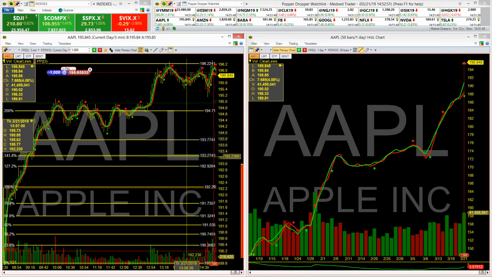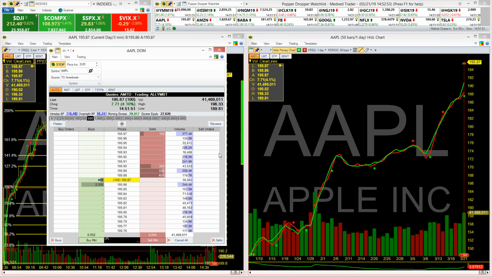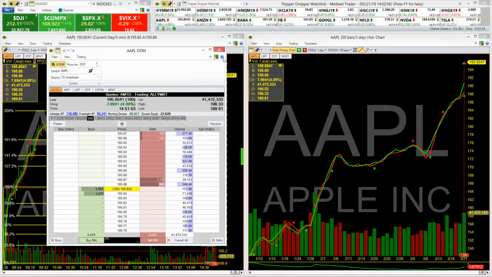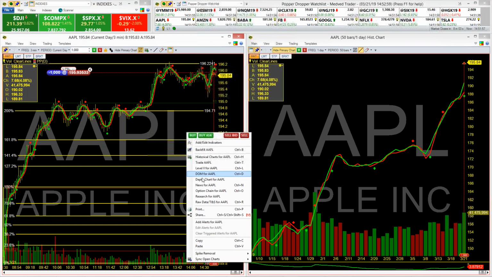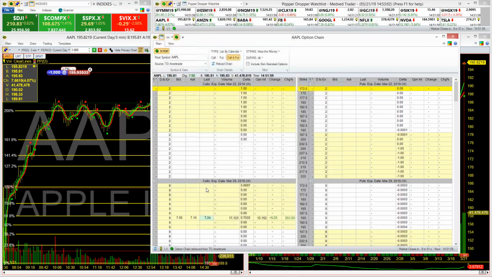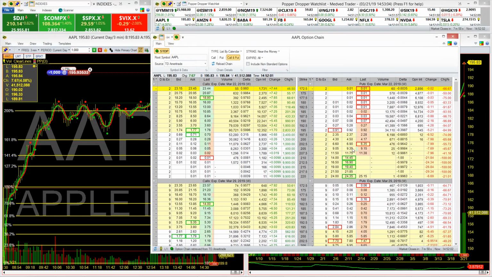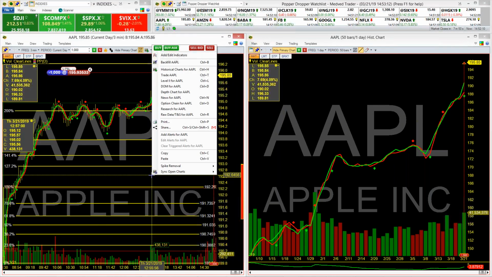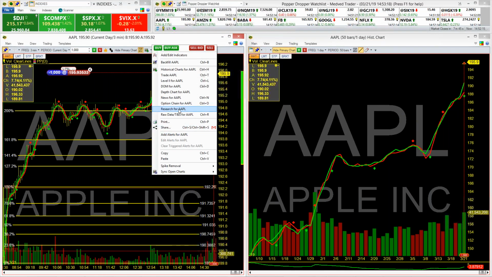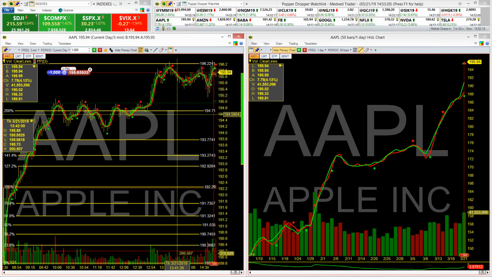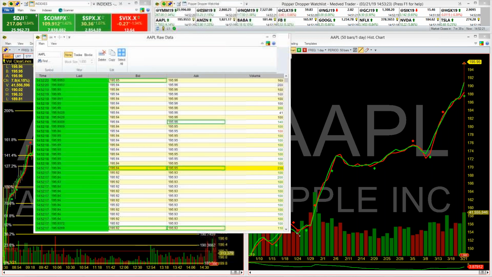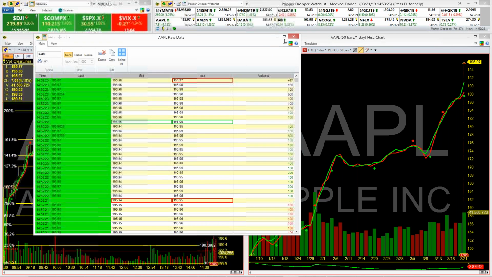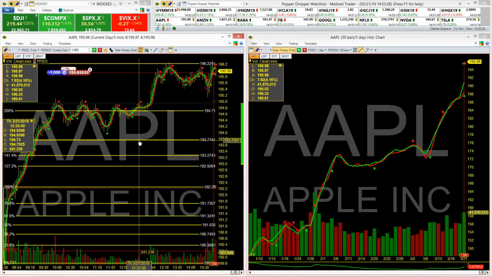You can also get depth of market. Shows you the depth. I don't ever use any of this. If you trade options, you can get option chains, and you can actually trade the options through the charts or through here. There's a lot of functionality in the right click feature. Research, you can get news, raw data, that's through Thinkorswim. That's the raw quote data. I don't follow that stuff.